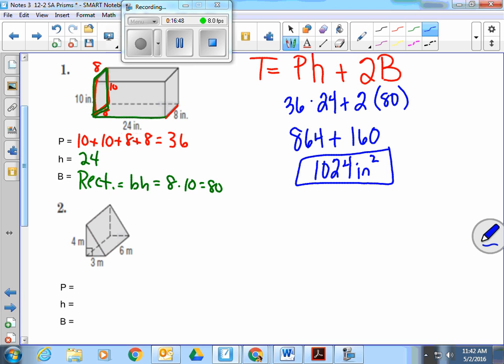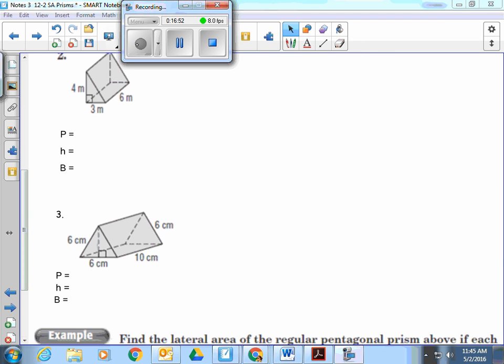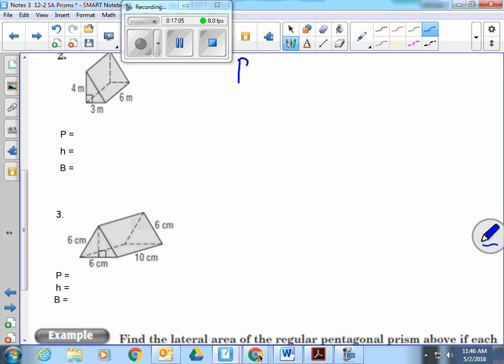I want you to try number 2. Alright, so this shape is made mostly out of what? How many triangles are there? 2. How many rectangles are there? 3. So this is a prism. What kind of prism? A triangular prism, right? So that means the triangle is my base.